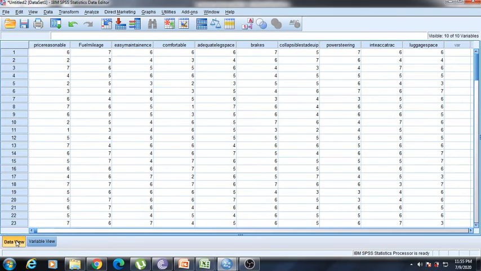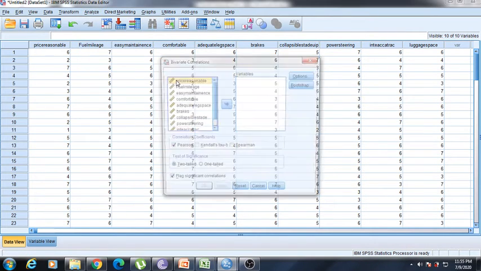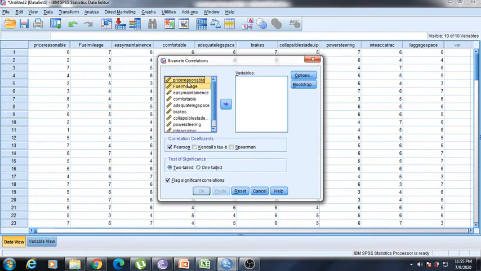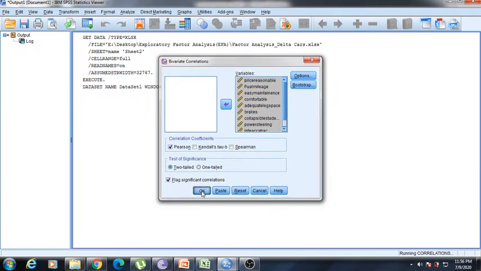Okay. So what was our first assumption? Our data should be in interval or ratio scale. So our data is in interval scale. Second, we'll check the multicollinearity. We'll go to analyze and then correlate. In bivariate, we will only find out the correlation. So our correlation coefficient should not be greater than 0.7. So we'll put okay.